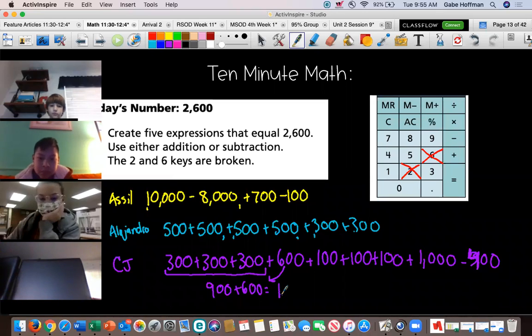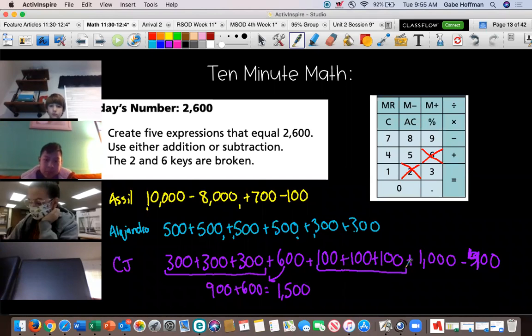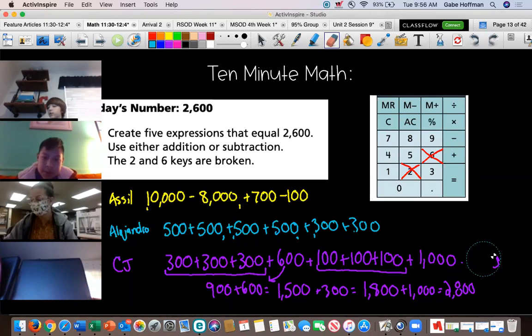1,200? 900 plus 600? I get 1,500. Yeah. Plus, then we have 300 more. And that gives us 1,800. Plus 1,000 more. And that's going to give us 2,800. And we're trying to get to 2,600. So instead of subtracting 400, how many do we need to subtract at the end? 200. Minus 200. Now we've got one that works.